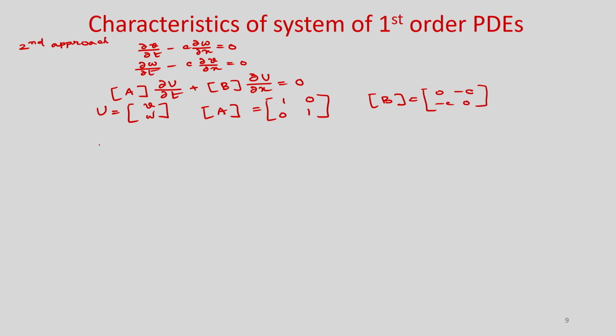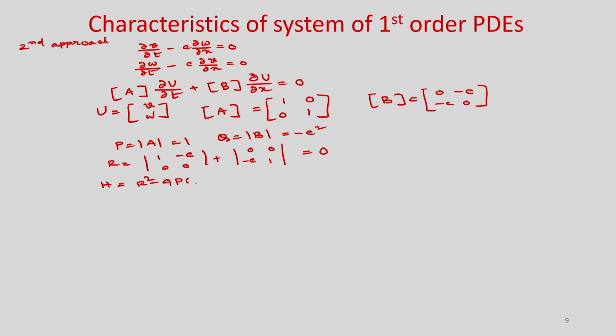So, P you can find is determinant A, which is 1. Q will be determinant B. So, determinant B will be minus c square, and R will be 1 times minus c times 0 plus 0 times 0. This you just find from these coefficients. I am not going to write this, but you have to find. Then it will be 0. So, H will be R square minus 4PQ. So, it will be 4c square also, which is greater than 0. So, it is hyperbolic.